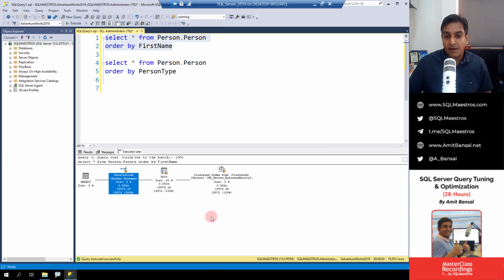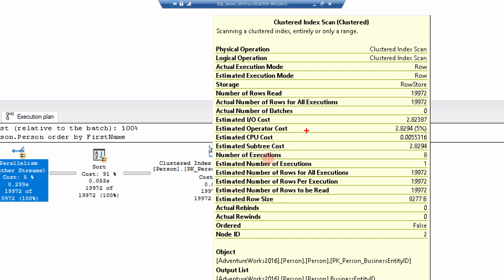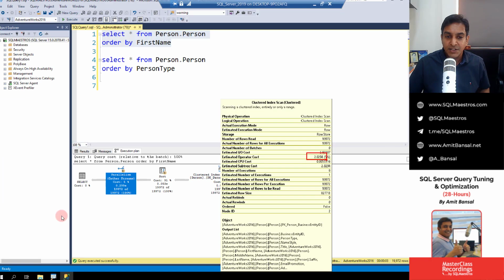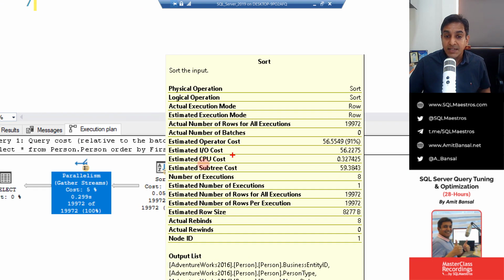Now let's add up the numbers. Once I go over to the clustered index scan again, you will see the estimated operator cost as 2.8. Let's keep that in mind. Let's jump over to the sort operator and look at the estimated operator cost, which is 56.5. So you're adding 56.5 to 2.8. That's close to 58 something.